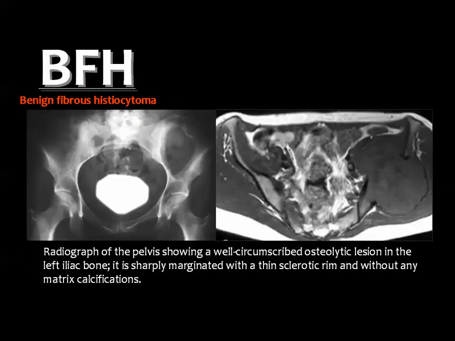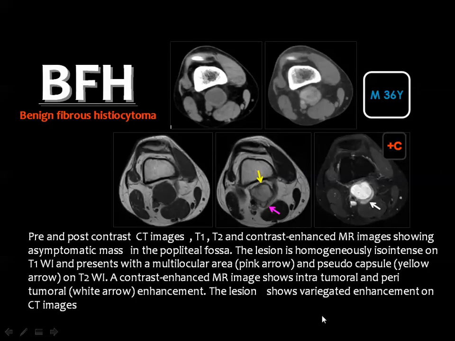Then, as I have mentioned before, if you cannot reach an accurate diagnosis of a benign lesion by ultrasound, you should go for MRI and you should follow this MRI by biopsy. This is a benign fibrous histiocytoma involving the iliac bone with intra- and extra-pelvic components. Another example of a benign fibrous histiocytoma in the popliteal fossa: CT without contrast, CT with contrast, MRI T1, MRI T2, and MRI T1 post contrast with fat suppression.